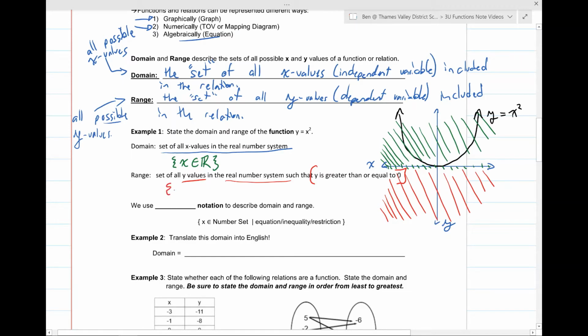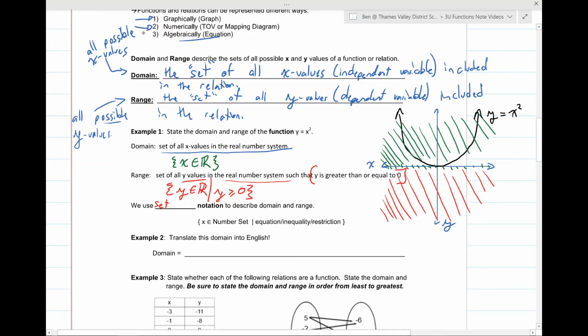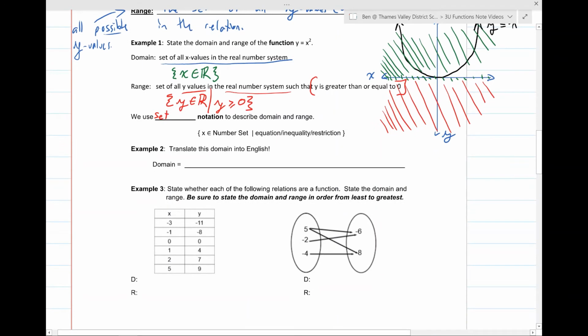So the way we're going to write its range will be y is an element of the real numbers, such that, that's what this vertical bar means, such that y is greater than or equal to 0, and then we'll close the set there. So we call this set notation to describe the domain and range. That's how we're going to describe our domains and ranges, so that others can read and tell what we're saying here.